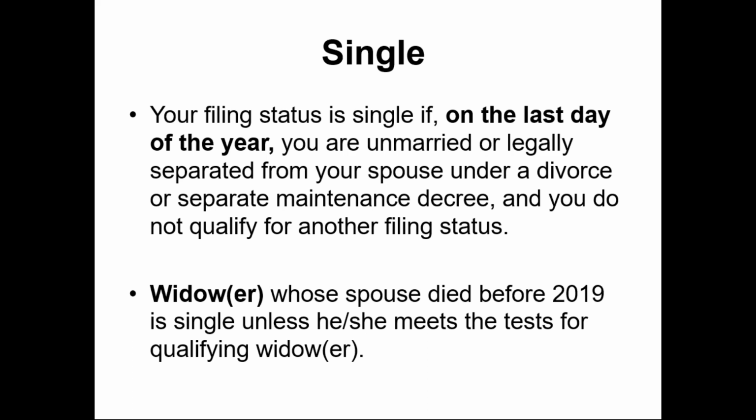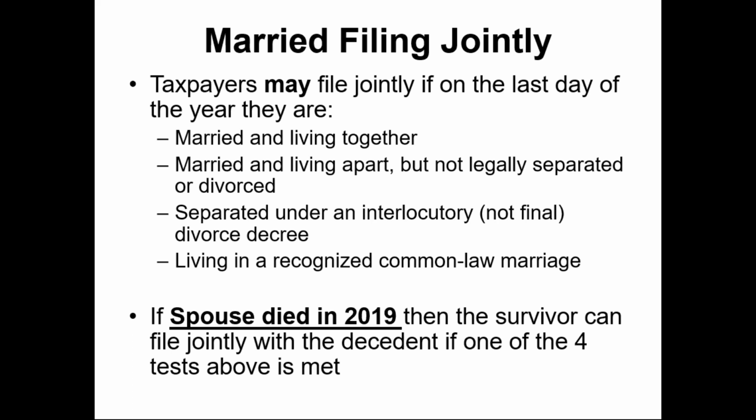So even if you had been married, for IRS purposes, your marriage terminates upon the death of your spouse. So if your spouse died prior to 2019, you're most likely going to be single unless you meet the test for a qualifying widow or widower. Now, when we take a look at the single definition, hopefully that is fairly straightforward. If you're not married at the very end of the year, you're going to be considered single.